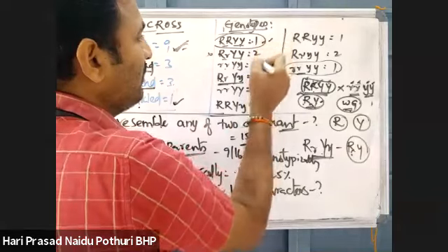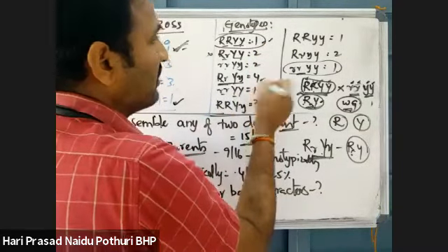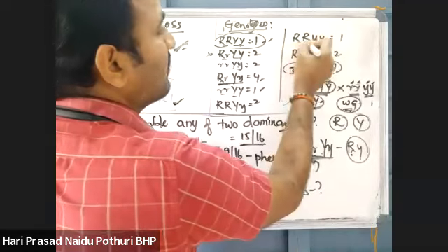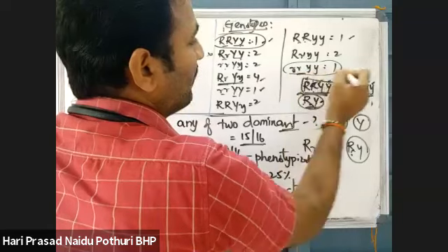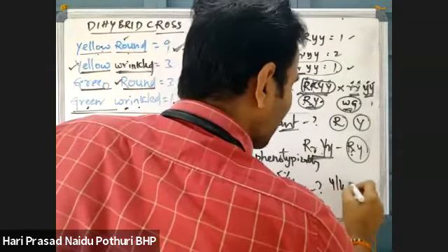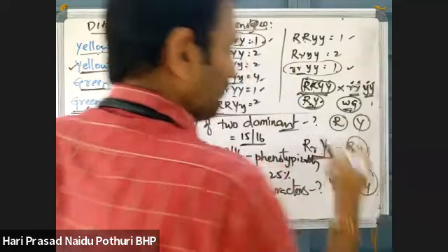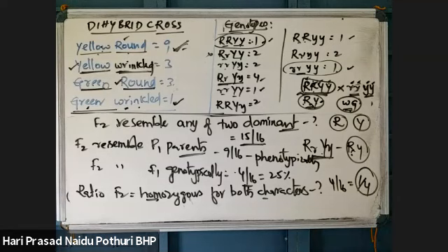No. This one, another one. This is homozygous, this is also homozygous. This one. Then this is also homozygous, this is also homozygous. This one. Then this one, this is homozygous. So 4 by 16, 1 by 4. 1 by 4 is the ratio of F2 which is homozygous for both genes.